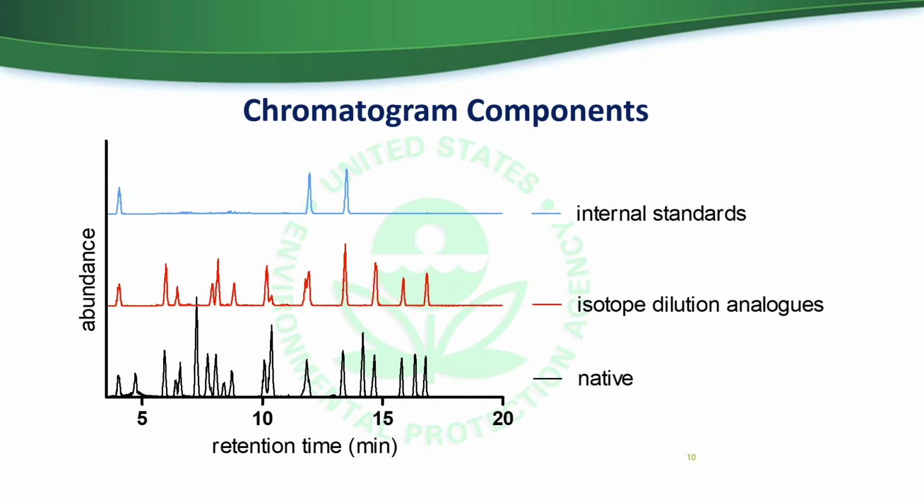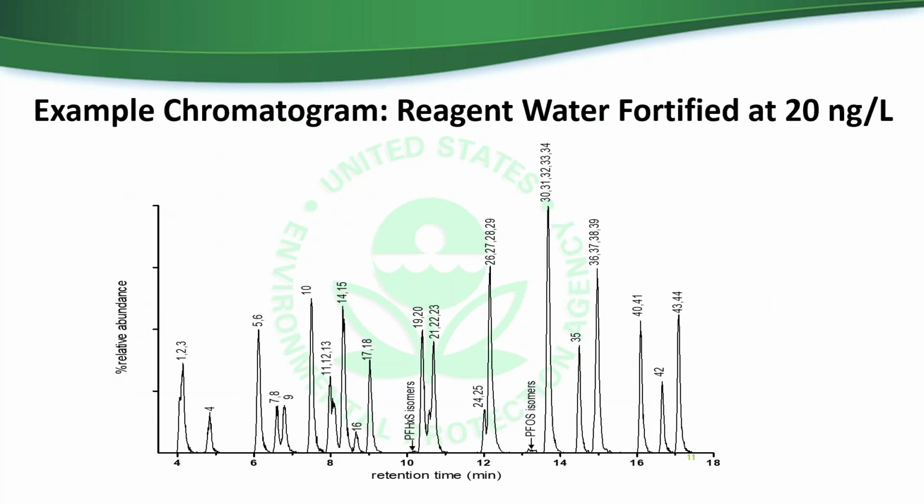So we've got the internal standards, then the isotope dilution standards, 16 of them, and then 25 of the target analytes. So 44 compounds in a roughly 18-minute run. So we're certainly using a fair amount of mass spec horsepower to do this analysis. And this is just an example chromatogram, everything put together all in one place.